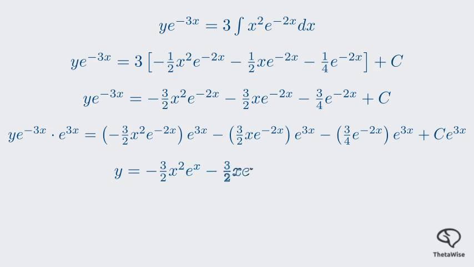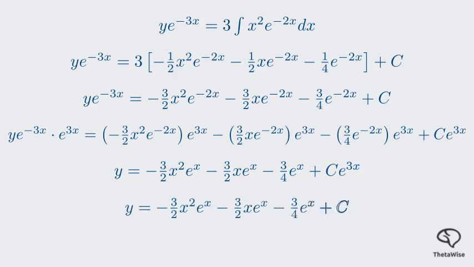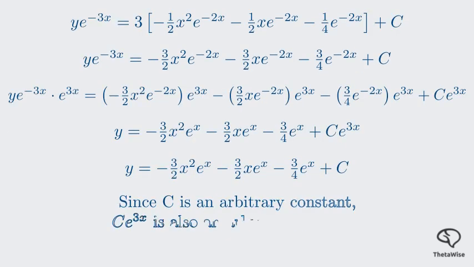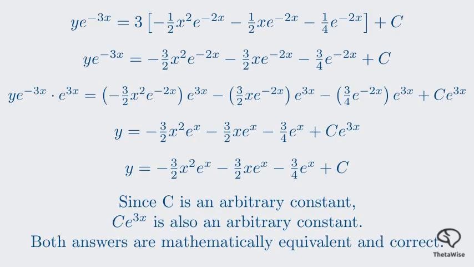So our final general solution is y equals negative 3/2 x squared e to the x, minus 3/2 x e to the x, minus 3/4 e to the x, plus c e to the 3x. Let's compare this to the provided memo. The memo gives an answer of negative 3/2 x squared e to the x, minus 3/2 x e to the x, minus 3/4 e to the x plus c. The only difference is the memo has c, while our answer has c e to the 3x.